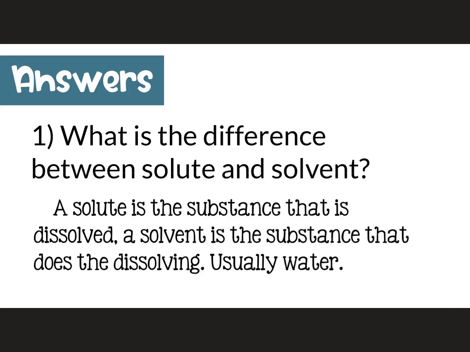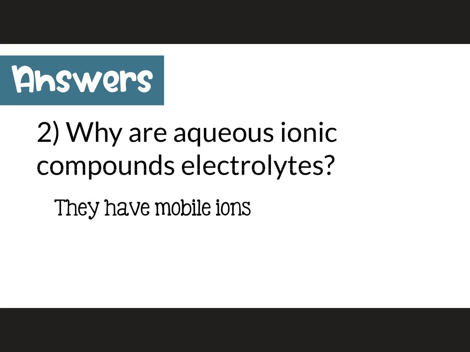So, what is the difference between solutes and solvents? The solute is a substance that is dissolved, and the solvent is the substance that does the dissolving, usually water. So, the solvent is the thing that you have more of, and the solute is the thing that you have less of. Why are aqueous ionic compounds considered electrolytes? Well, electrolytes occur when ions are mobile, they can move, and ionic compounds dissolved in water are all broken up into their ions, which are separate and can move around.